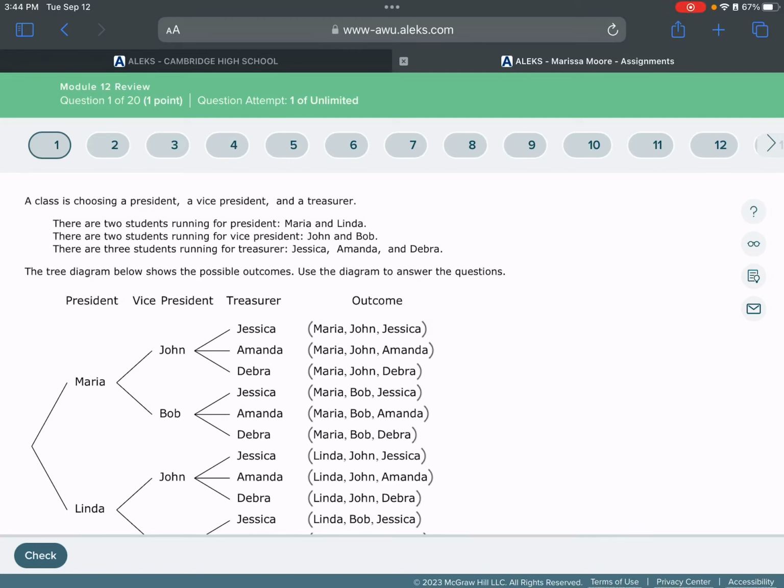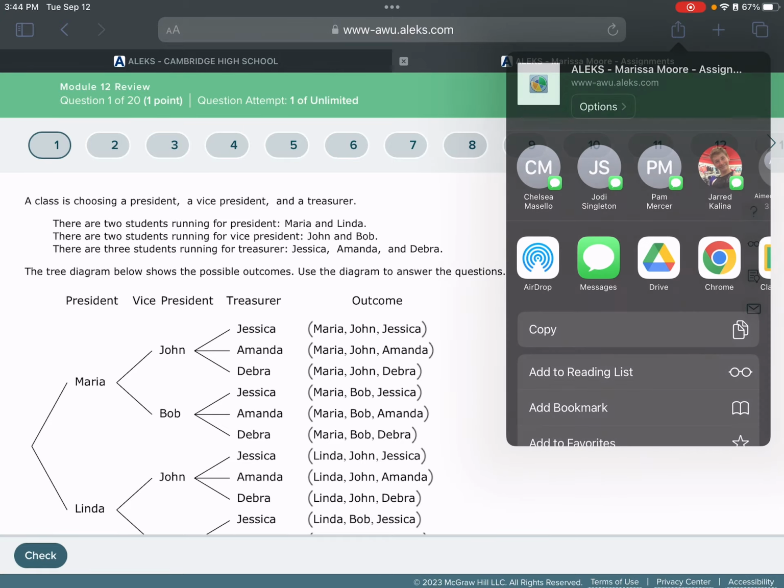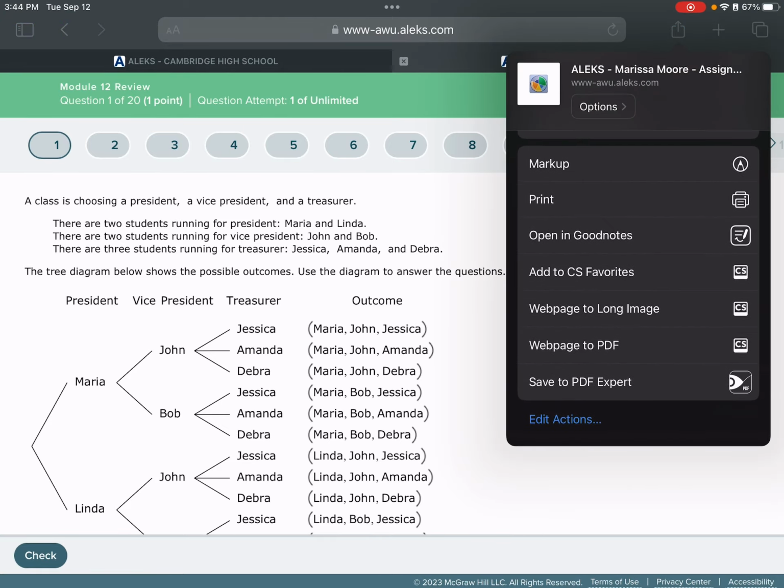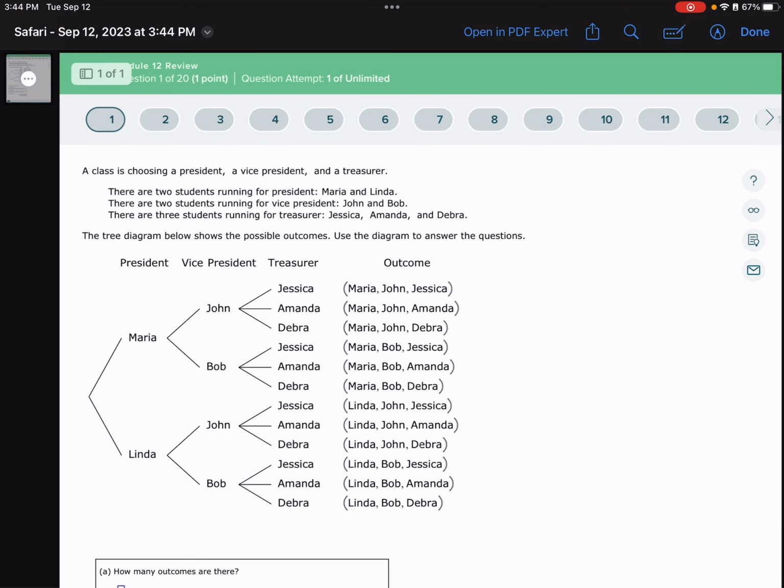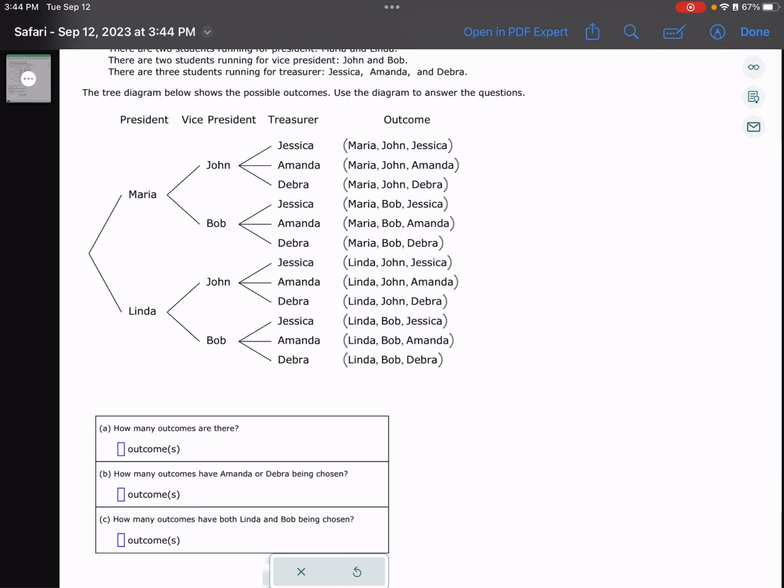All right, going through the Module 12 review, starting with question number 1. The first one here, again, your question might look a little different, but it'll be the same concept. How many outcomes are there? 1, 2, 3, 4, 5, 6, 7, 8, 9, 10, 11, 12. So each of those counts as one outcome.